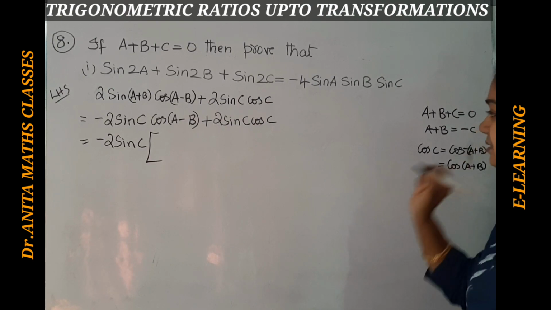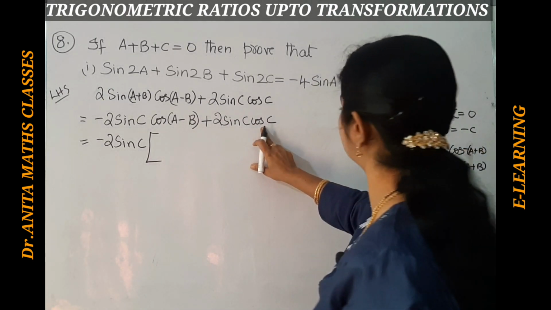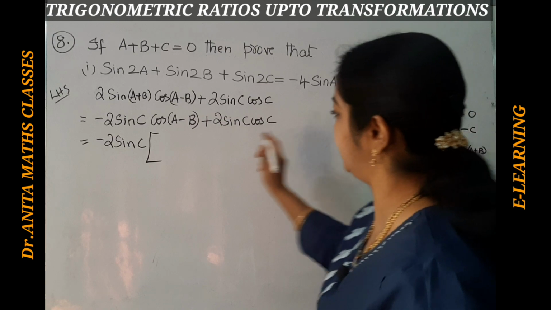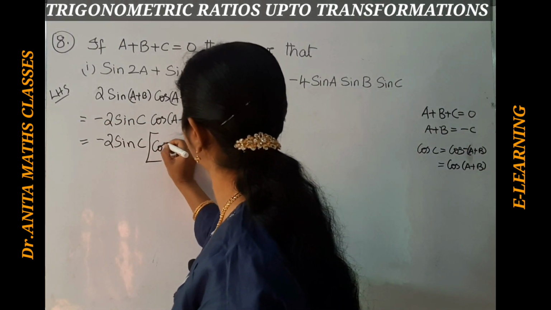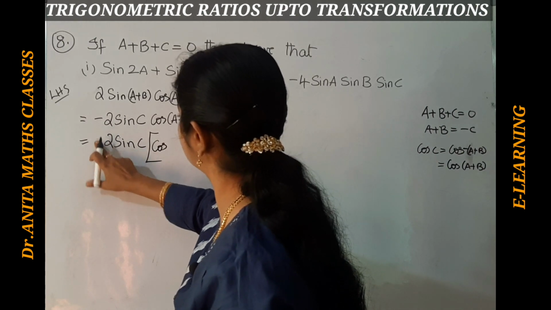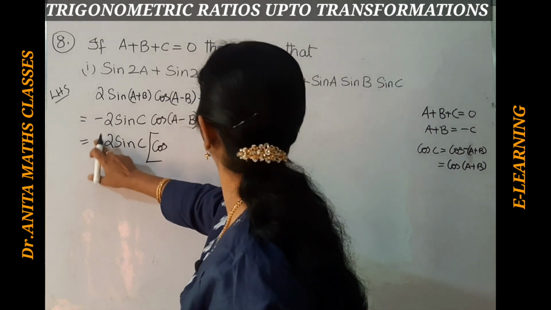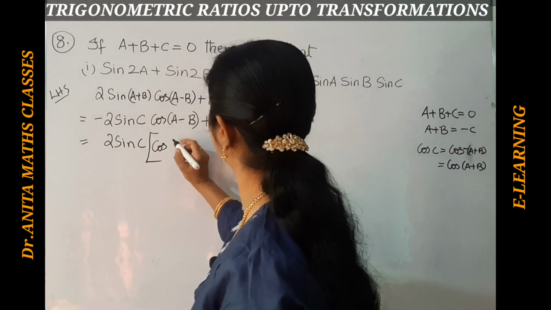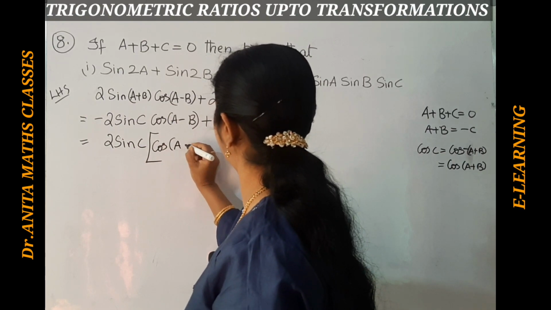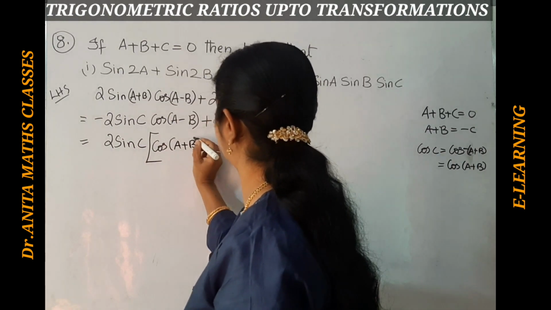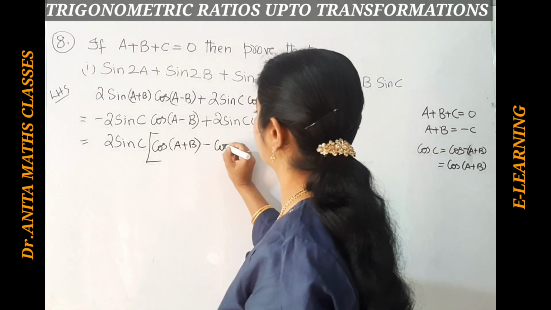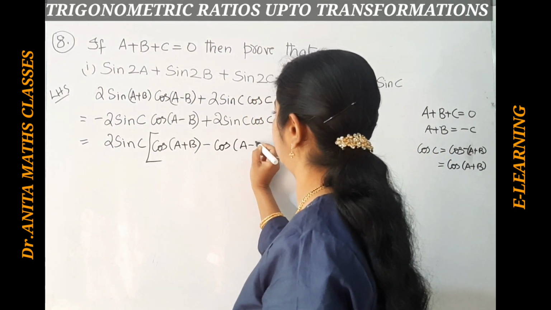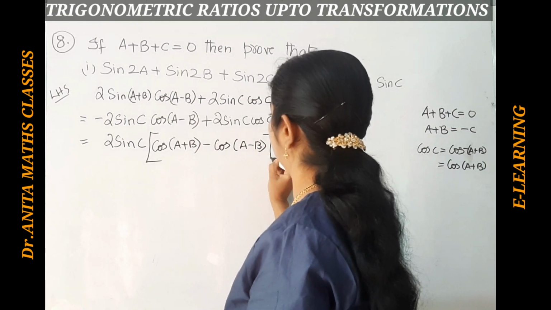Here we have minus. So here instead of cos C, I'll write cos A plus B here. So if you are taking this minus outside, this becomes cos. Now don't take minus outside. Let's write positive only. So cos of A plus B. So this I am writing here. Minus cos of A minus B. Okay. Let me check here.